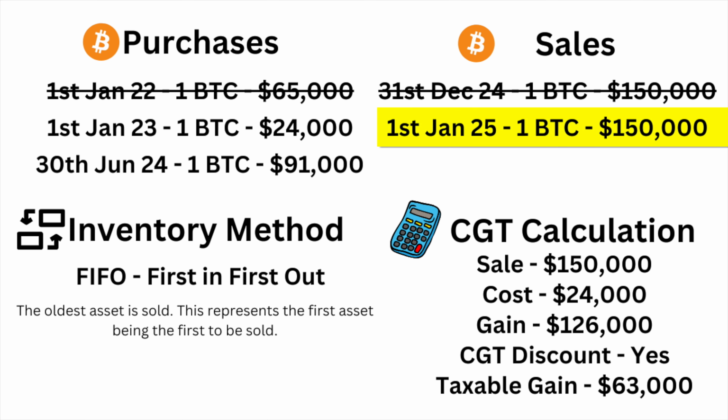Now, let's assume we had used the first in, first out method, and we now went and sold another Bitcoin the next day for 150 grand again. So in this situation, we've got our sale of 150,000. Now we're using first in, first out. So we've now got to use the one that was on the 1st of January 2023, which was only 24,000. So in this case, we have the 150,000 less the 24,000. So therefore we have a $126,000 gain. But of course, we've held this one for over 12 months, so we get that 50% discount, which is going to mean that the total taxable gain of this one is going to be $63,000.